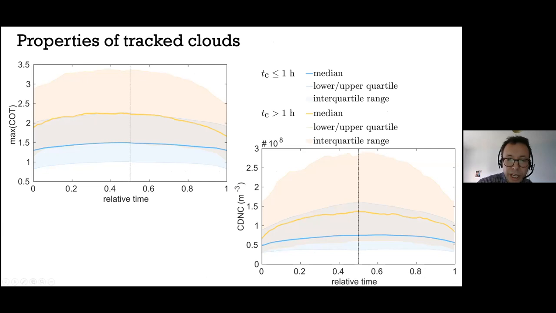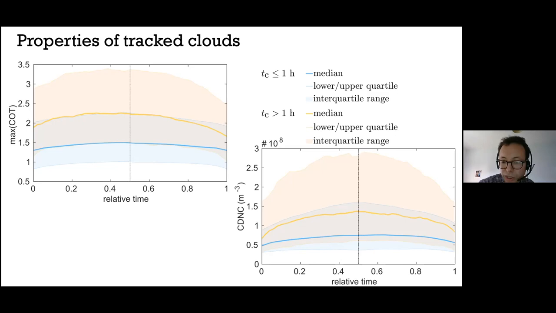And we can also see that if we now separate between the short-lived clouds, so that's clouds that exist for less than 1 hour, and long-lived clouds, which exist for longer than 1 hour, they show different properties. So this would be the maximum of the cloud optical thickness, which relates also to the brightness of the clouds. And we can see that those long-lived clouds have a much larger maximum cloud optical thickness. They also have a larger cloud droplet number concentration, almost twice as much as those short-lived clouds. And here this is on a relative time scale that extends from cloud formation to cloud dissolution. So that way we can cover the different clouds in this cloud lifetime spectrum on the previous slide.